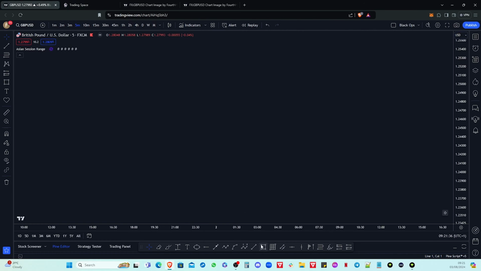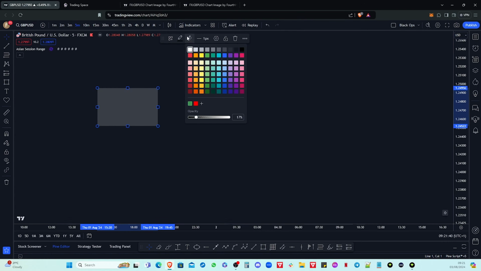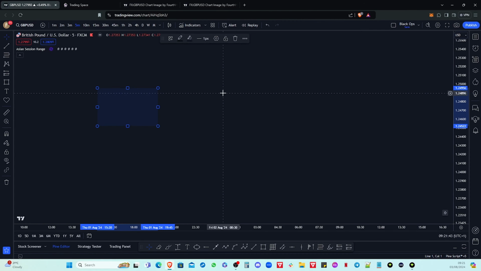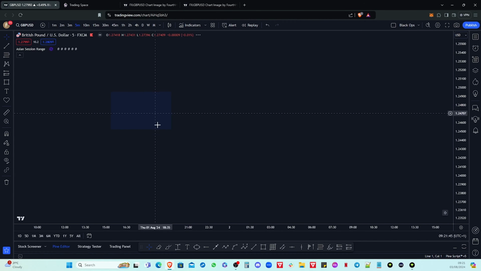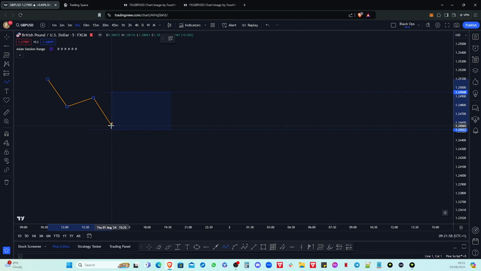So the first thing you're going to need is the Asian session range. So let's just change this color to like a bluey color. So that's going to be your Asian session range. Next thing you want to do is mark out the high and the low of the Asian session range. So let's just draw some price action in here, like, I don't know, let's go like this and up like that, and then let's say price is there.